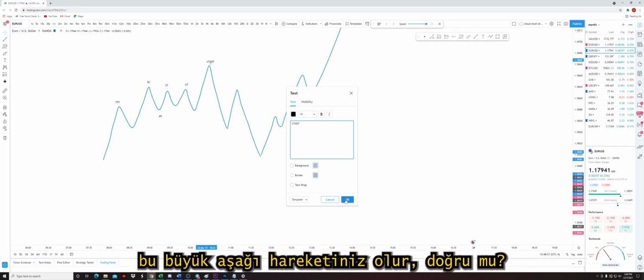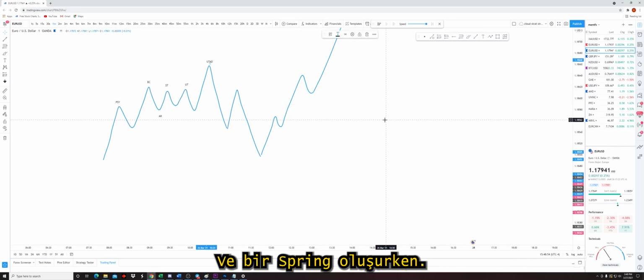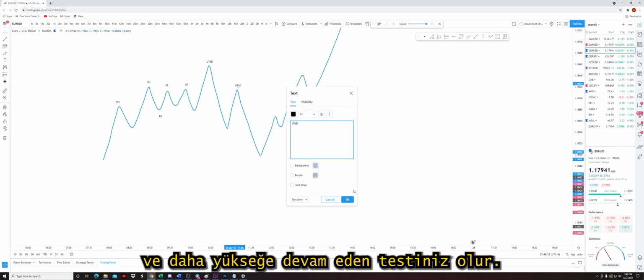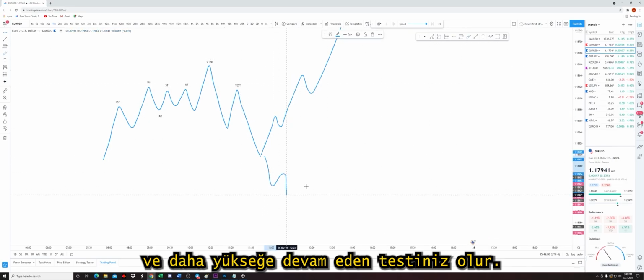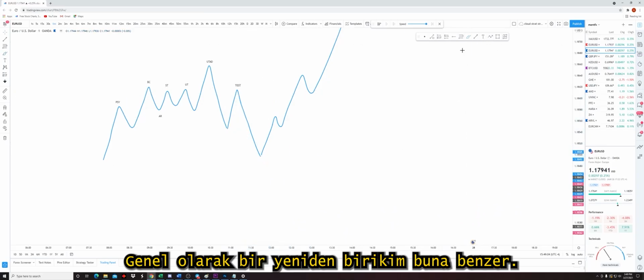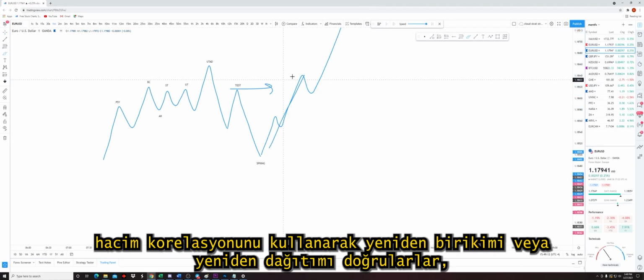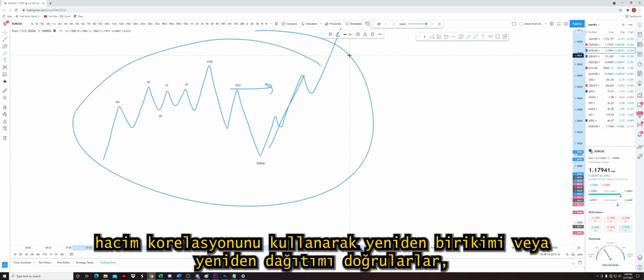And now after this point, you have a few very interesting things that happen to a schematic. Either you have the breakdown and you have the test, which takes you to completely new lower prices down lower, or you have this big move down that actually functions as its own spring. And as this spring forms, what you actually have is the break above here, and you have the test that continues higher. This is what, in general, a reaccumulation looks like.